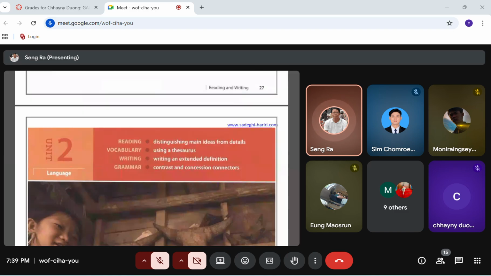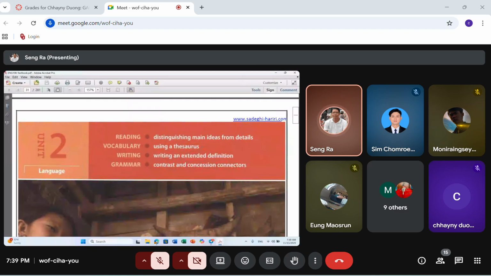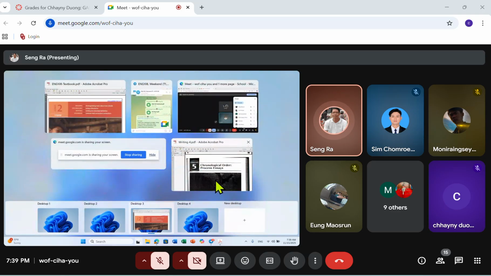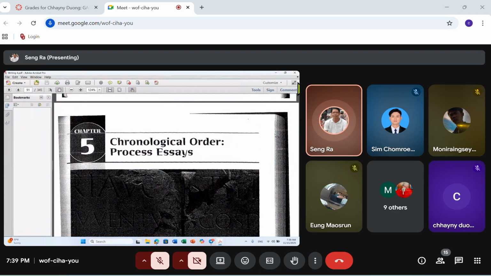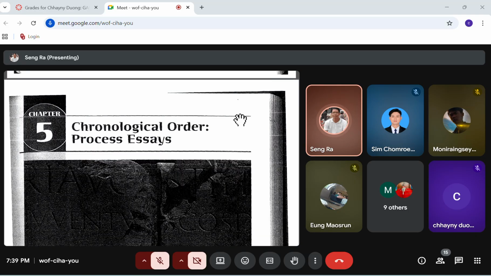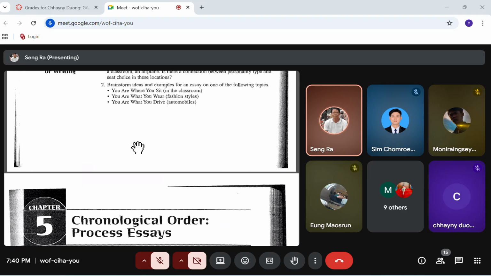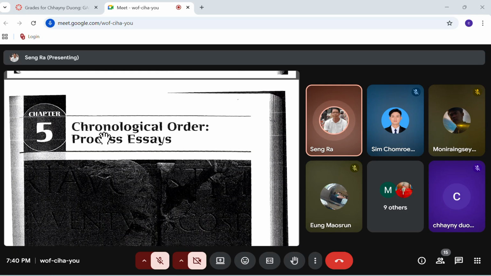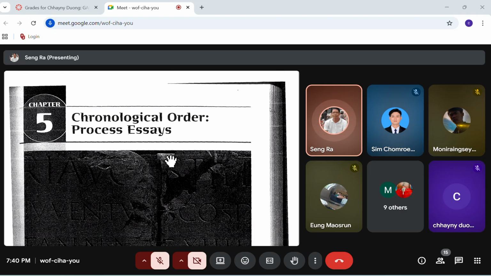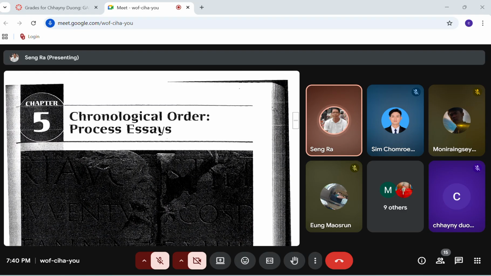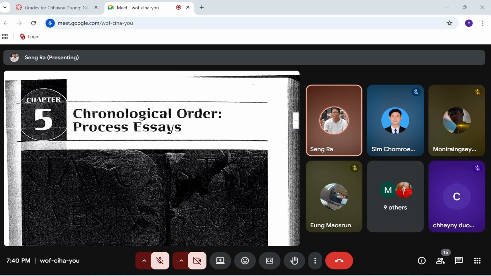We want to go to another textbook for reference. This is the textbook Academic Writing I just dropped for you, everybody. This is chapter 5, chronological order, process essays. When you write a process essay, you need to stick to chronological order: first, second, third, finally.